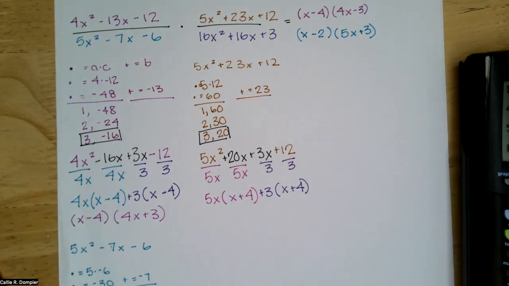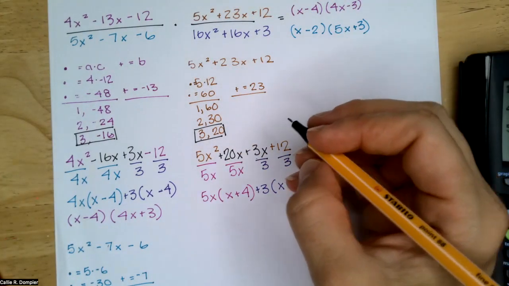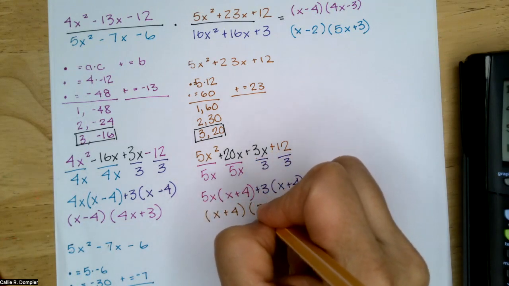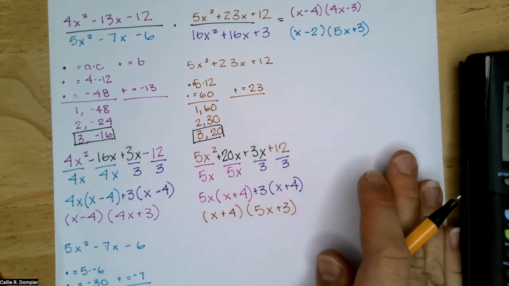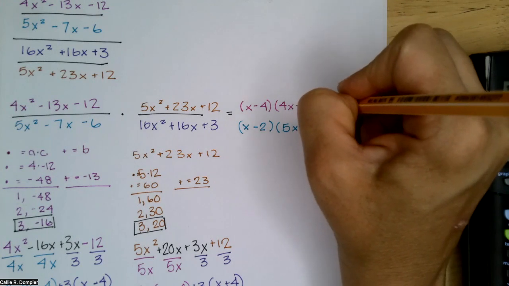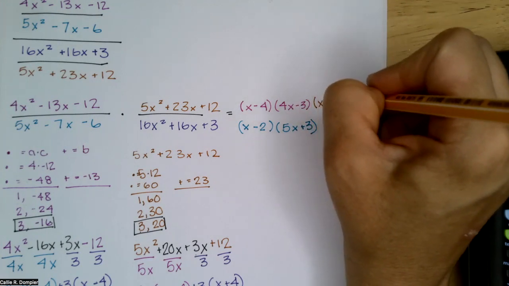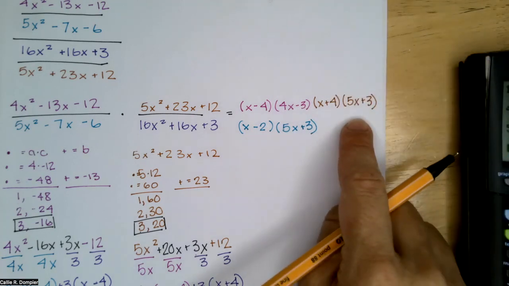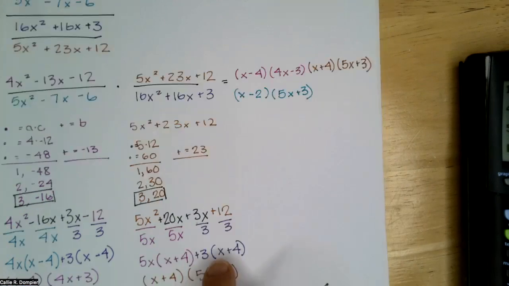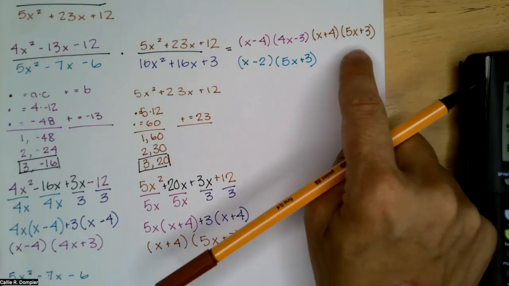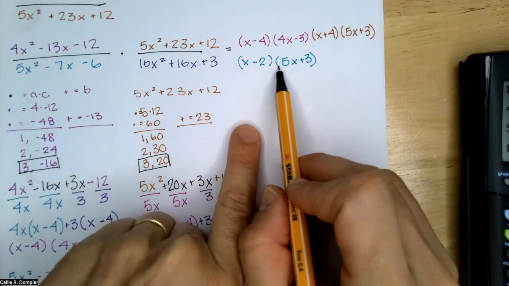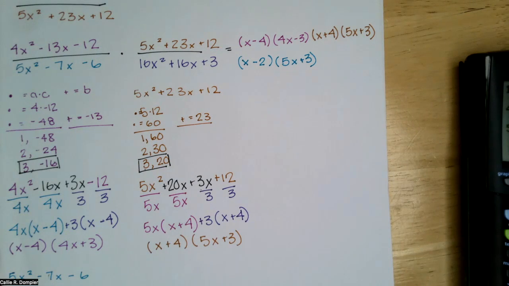All right, so that was 5x squared plus 23x plus 12, and now it is x plus 4 times 5x plus 3. And again, I'm just going to put them right up here: x plus 4, 5x plus 3. Now you're not looking for them, don't do any extra math to get them. I'm just saying we're starting to see that we'll cancel with that. That's what we're looking for.